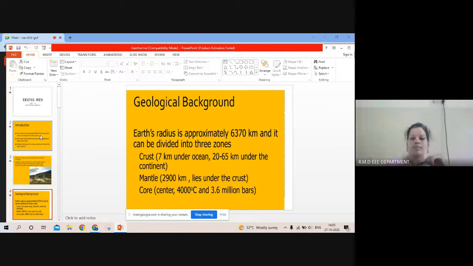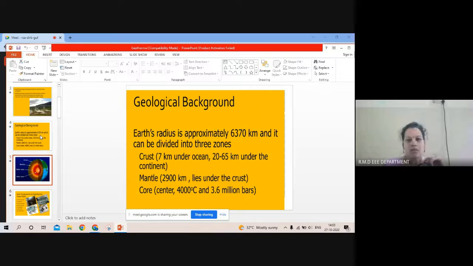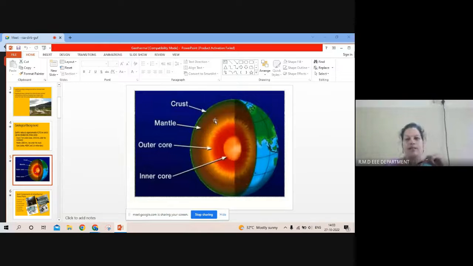This diagram explains the different layers of the earth: crust, followed by the mantle, and then the core, which itself has an outer core and inner core as two different layers maintained at different temperatures and pressures. Then we need to know the main components required for constructing a geothermal power plant, with which we can produce electrical energy without any difficulty.